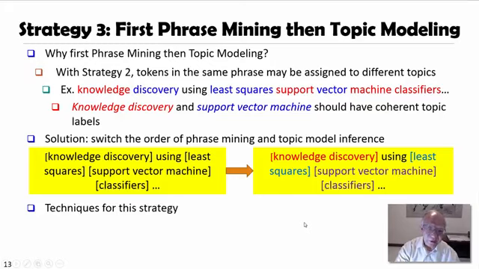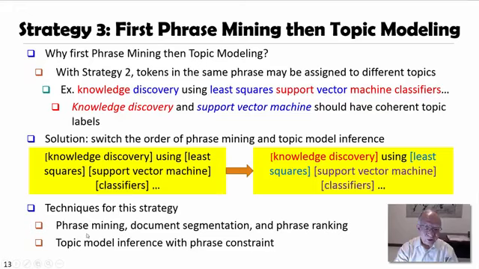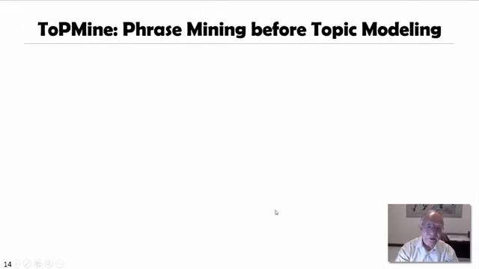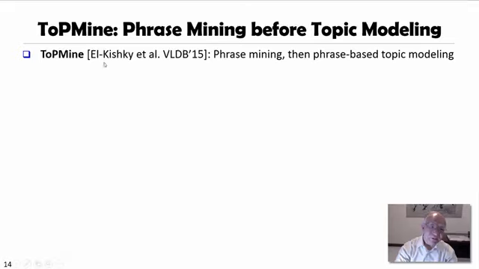So the trick is we can first do phrase mining, then we do document segmentation, then we do phrase ranking. After that, we take those phrases as constraints. Then we do topic modeling inference. Then we will be able to get both high quality phrases and high quality topic models. Let's look at this method, the ToPMine method. The method was developed by Ahmed El-Kishky and his team, published in VLDB 2015.